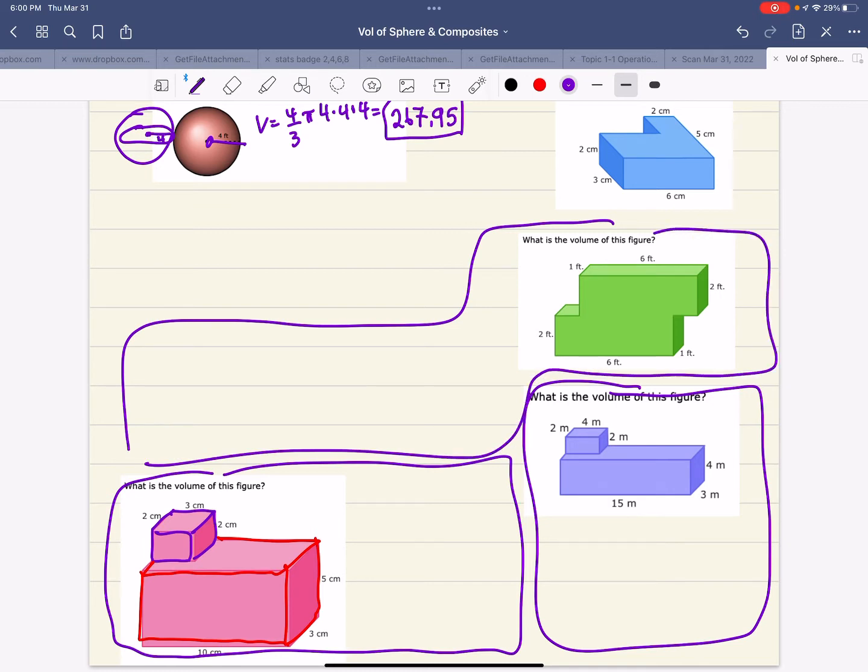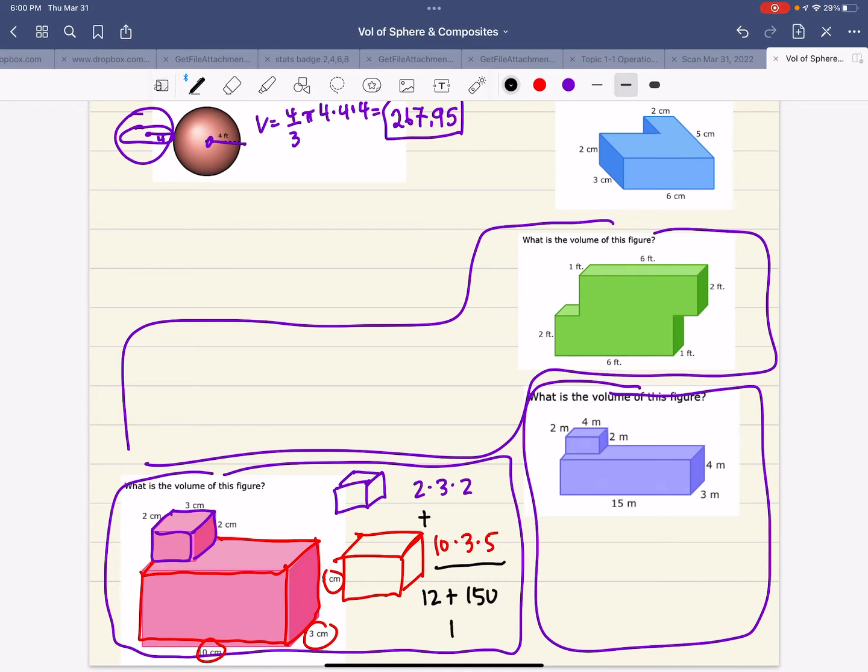Okay, so I have a purple prism. That's going to be 2 times 3 times 2. And I have a red prism, and that's 10 times 3 times 5. So I have to add these together. That would be 4 times 3 is 12, and 150. So we get 162. Final answer.